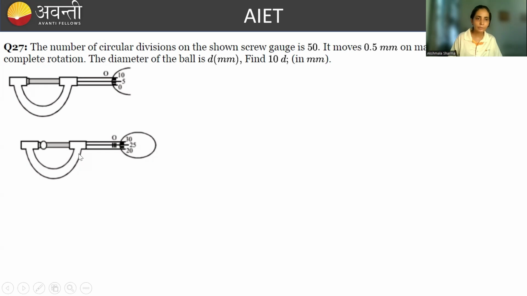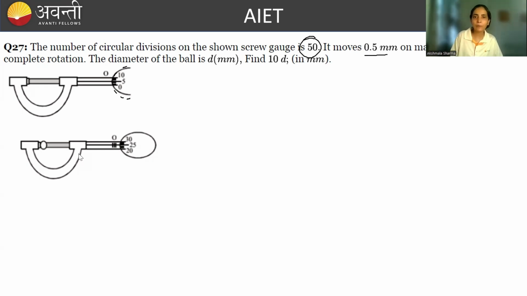Now let's do this question. So here you can see this is a screw gauge, and the number of circular divisions on the screw gauge is given as 50. Okay, so on this circular scale there are 50 divisions.